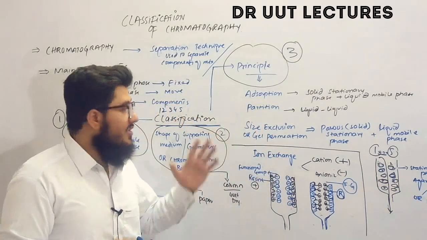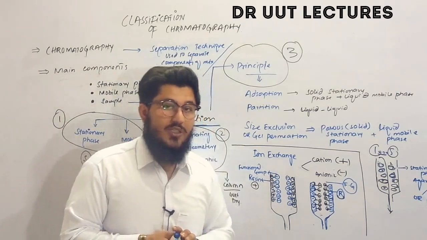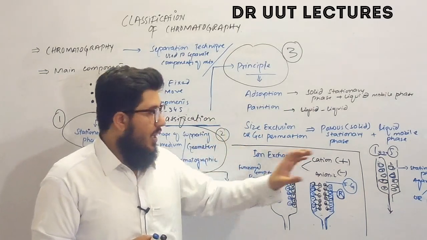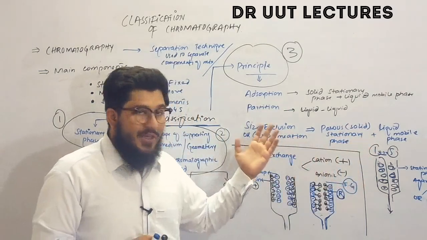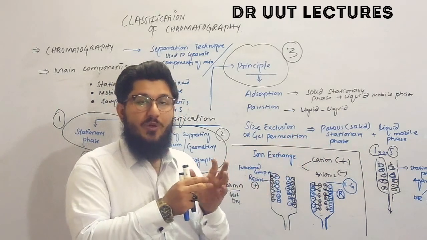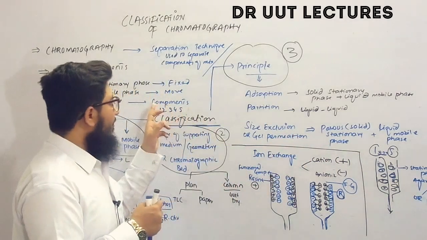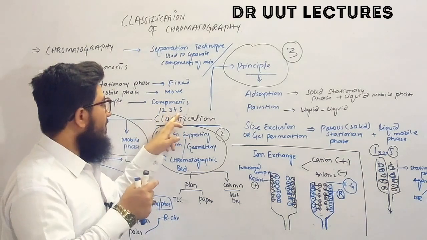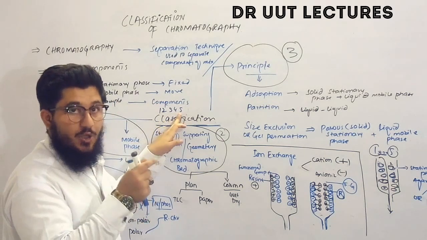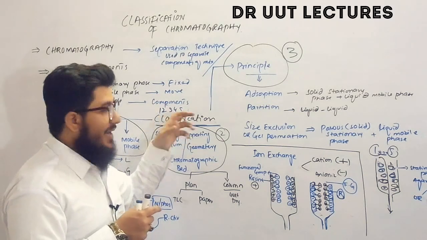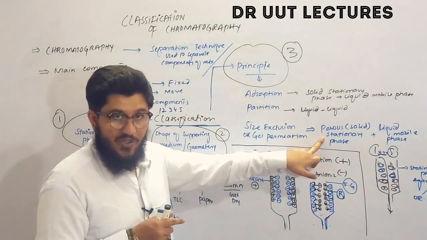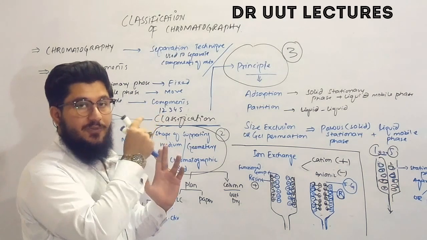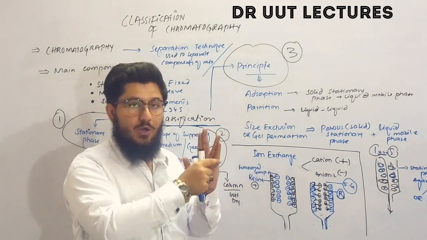The next one we have is size exclusion or gel permeation. According to this, our stationary phase is solid and porous in nature, and our mobile phase is liquid. What is happening in this? Our sample may have components of different sizes. Suppose we have 5 components. Components 1 and 2 may be of large size, and 3, 4 and 5 may be of small size. When these components pass through this porous solid stationary phase, the large components 1 and 2 will move out, or elute out, with your mobile phase.